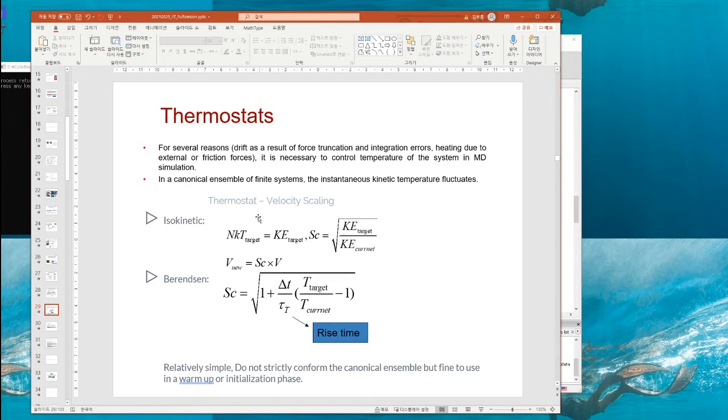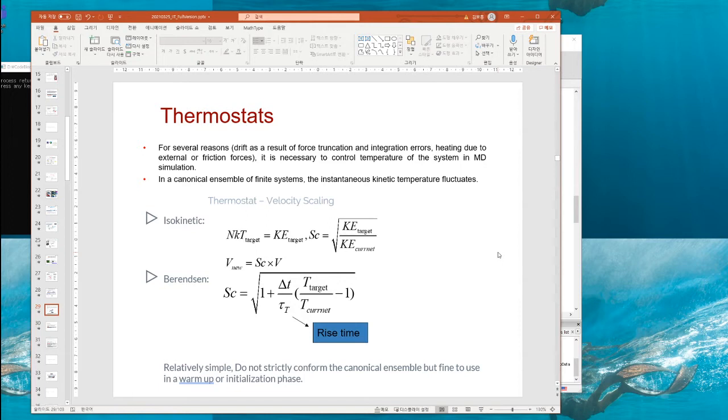Okay. So the first thing, the isokinetic and Berendsen thermostats are velocity scaling thermostats. Basically, the average velocity of the molecules is the temperature, right? So if we make the molecules move faster, we will increase the system's temperature, and if we make the molecules move slower, we decrease the temperature. But the problem with this velocity scaling thermostat is that it will destroy the local thermodynamic equilibrium if you apply something from outside.